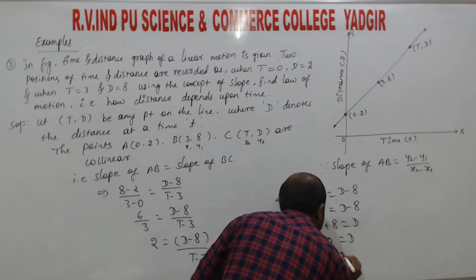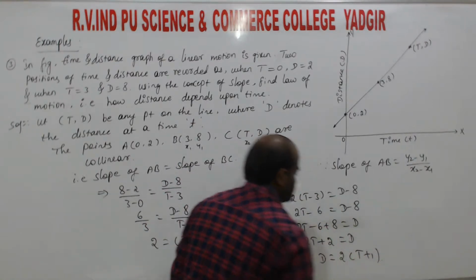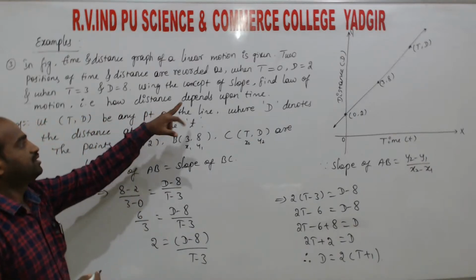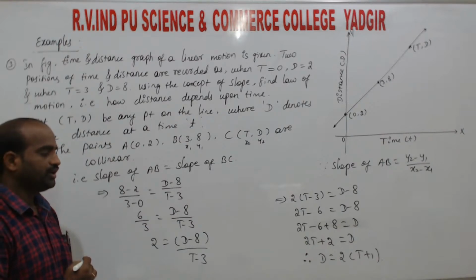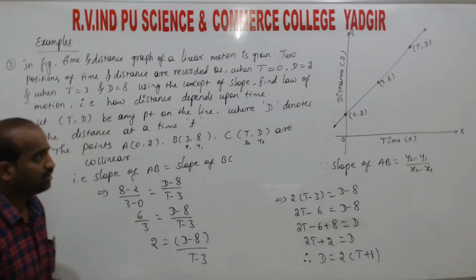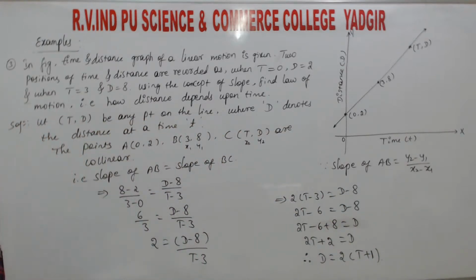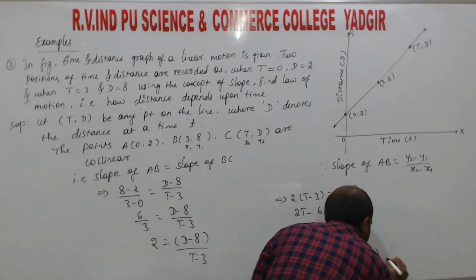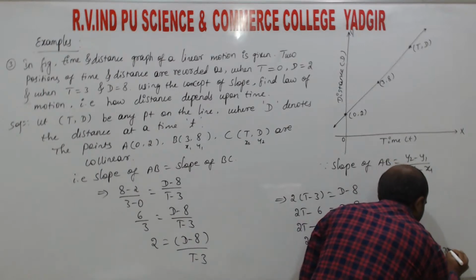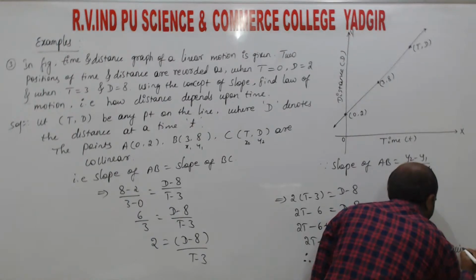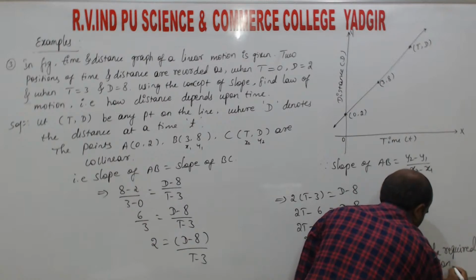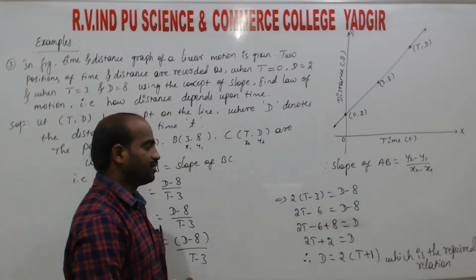2 is common, so d equals 2 into (t plus 1). This is the required relation, how distance depends upon t. This is the answer.